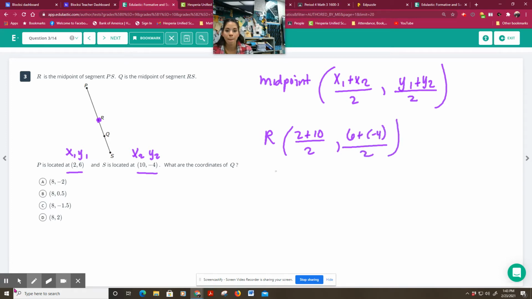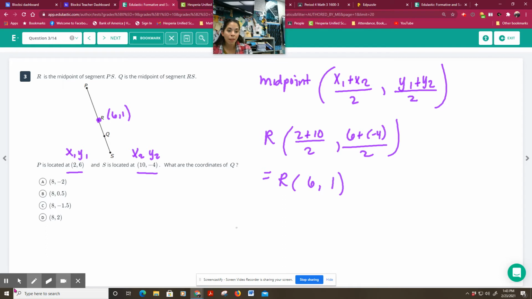Divide that in half. So then R is going to be the coordinate. 10 plus 2 is 12. 12 divided by 2 is 6. 6 plus a negative 4 is a 2. 2 divided by 2 is 1. So the coordinate of R is 6, 1.